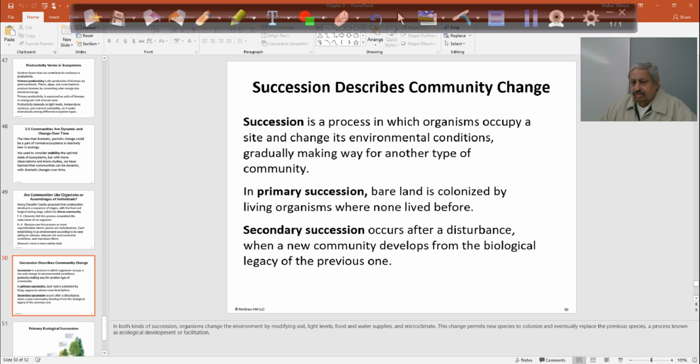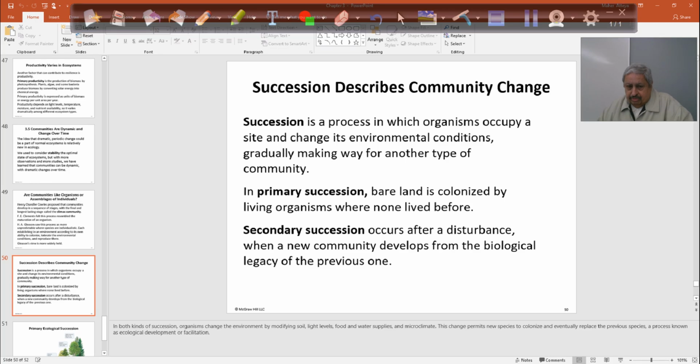Succession describes community change. Succession is the process by which organisms occupy a site and change its environmental condition, gradually making way for another type of community. Succession means the first species might be leaving this community, or might die out, and then this community becomes available to other species.